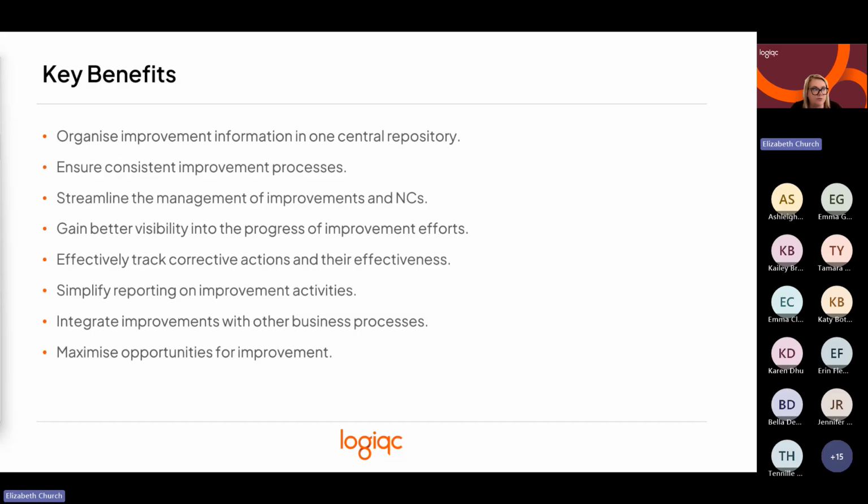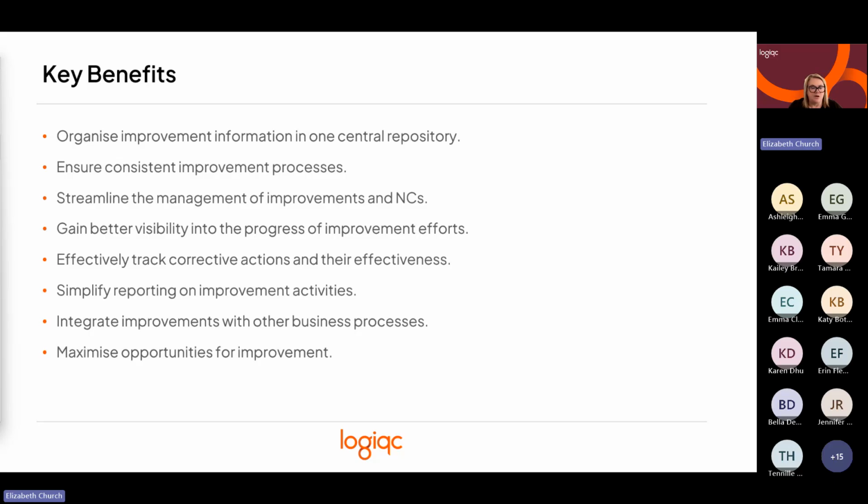Logic has really good reporting on non-conformances and improvements in the Analytics tab. We can also track our corrective and preventative actions. You can integrate the improvement register with a lot of the other business processes within Logic, and that maximises the organisation's opportunities for improvement, essentially.